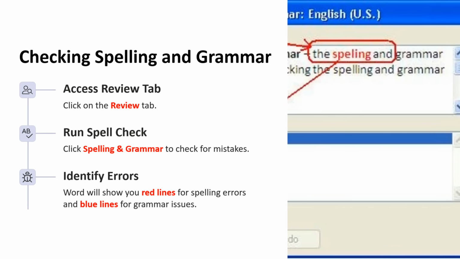How to check spelling and grammar? Click on the Review tab. Click Spelling and Grammar to check for mistakes. Word will show you red lines for spelling errors and blue lines for grammar issues.